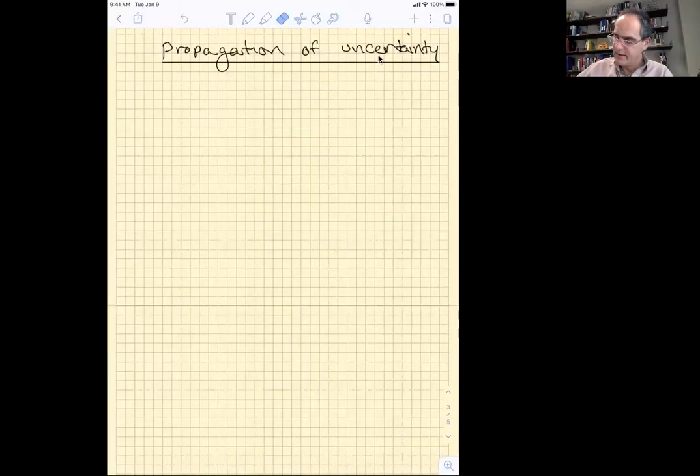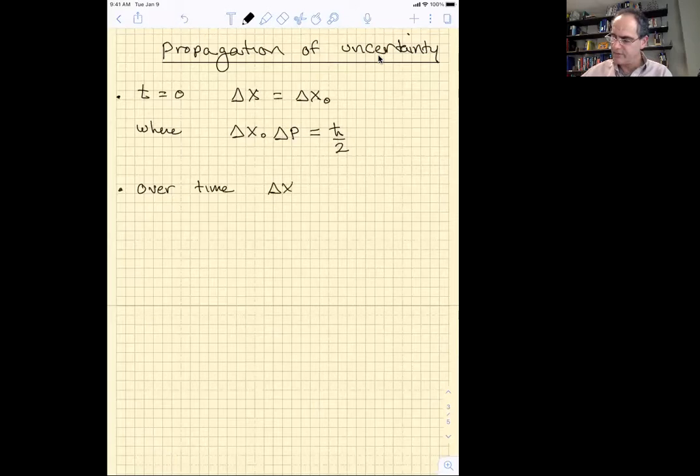Here's the idea. Let's suppose at t equals 0, that the uncertainty in the position of our particle is the minimum uncertainty that it can be. Let's call it delta x0, where delta x0 times delta p is equal to h bar over 2. Okay? That's the smallest it can possibly be. Then, over time, delta x will grow.